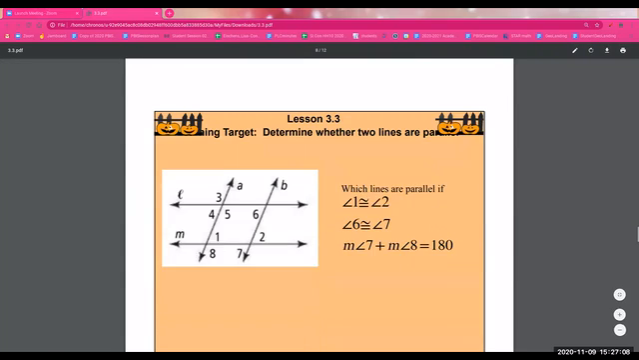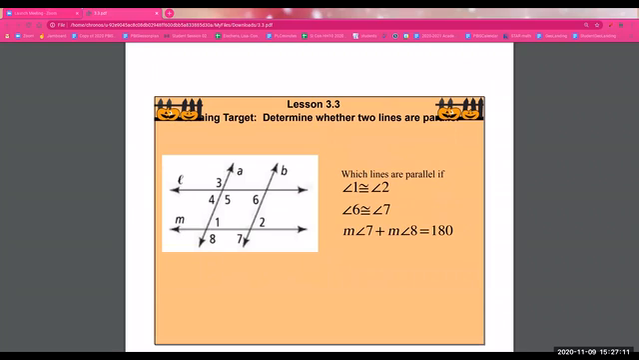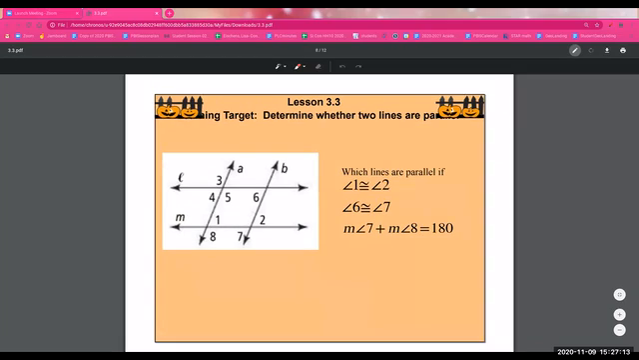Okay, next. Which lines are parallel if you're given these pieces of information? So if you have angle 1 congruent to angle 2, which lines would be parallel? Well, there are a lot of lines, so this is what I do whenever you have a problem like that. I darken the lines that form the angles. So angle 1 and 2 are formed by those lines. Now it's a little bit easier to say, oh, which lines are parallel? Oh, A and B. So we'd say line A is parallel to line B.